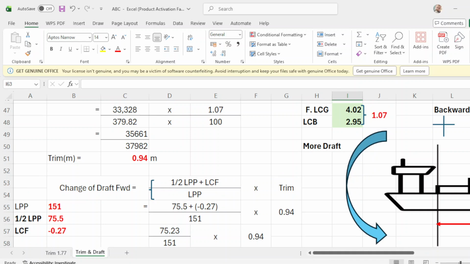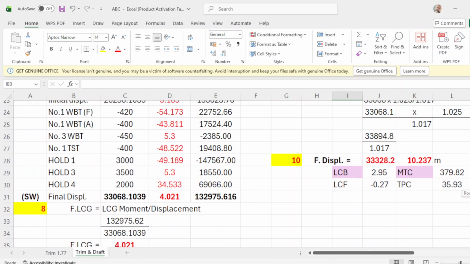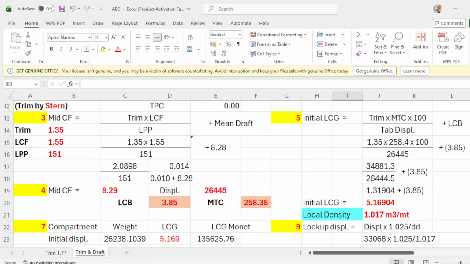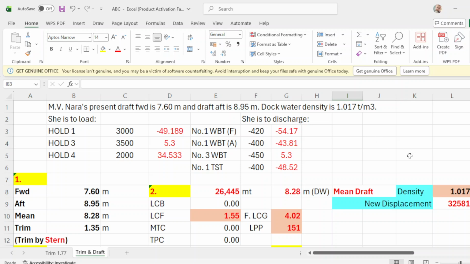Now, take note guys, take note of this hold number, take note of this cargo. In number 1, you load only 3,000, but in number 3 and 4, you will load about 5,000, meaning you will have more drop up here because you have more cargo in your 3 and 4. So which means you will be trimmed by the stern because of analyzing this cargo, okay?